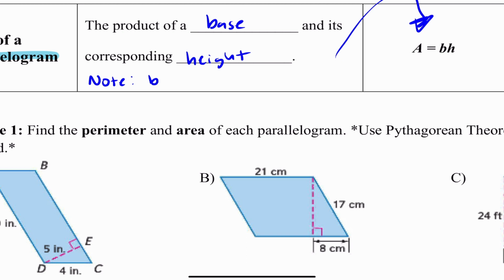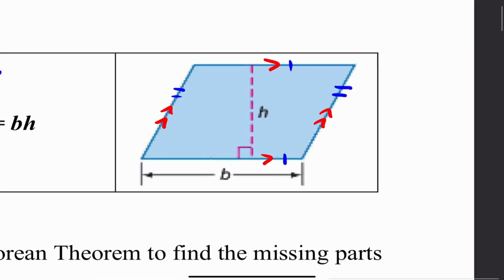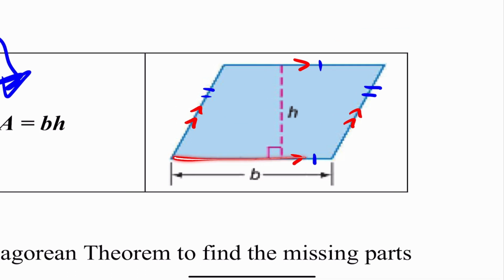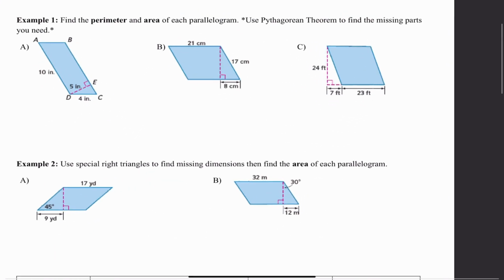The note is that the base is always perpendicular to the height, meaning that those two segments will intersect at a 90-degree angle. So given this figure over here, that's my parallelogram, you have the base, you have the height, it creates that upside down T, so that means that those two segments intersect at a 90-degree angle. Okay? So let's take a look at example 1.